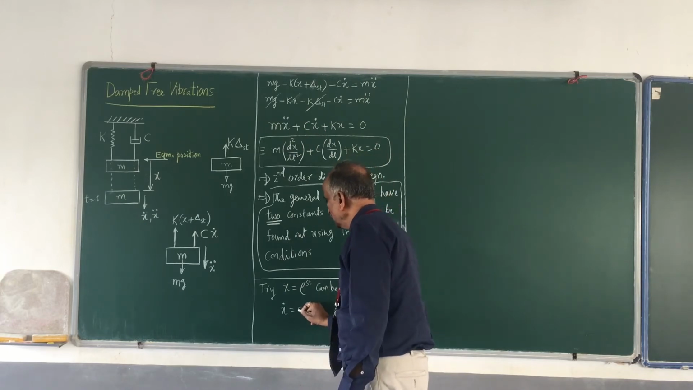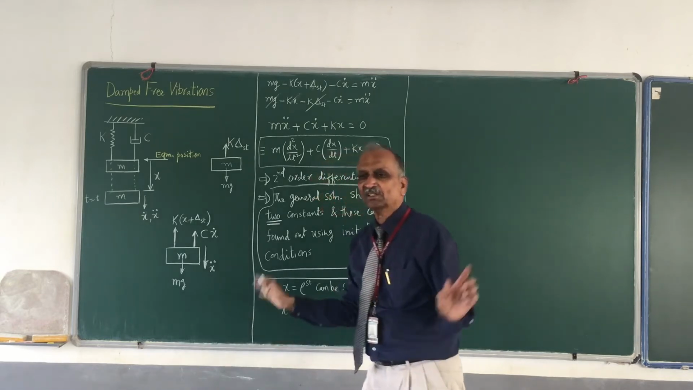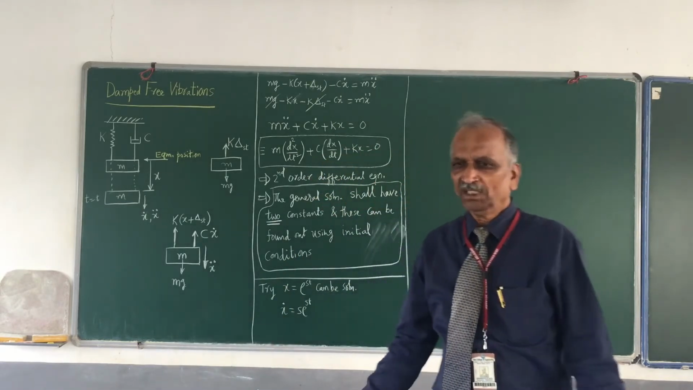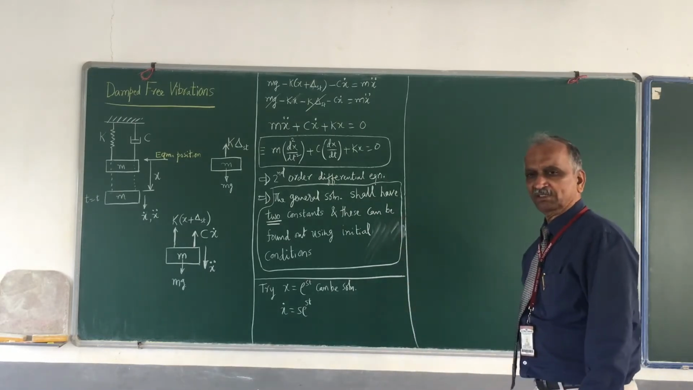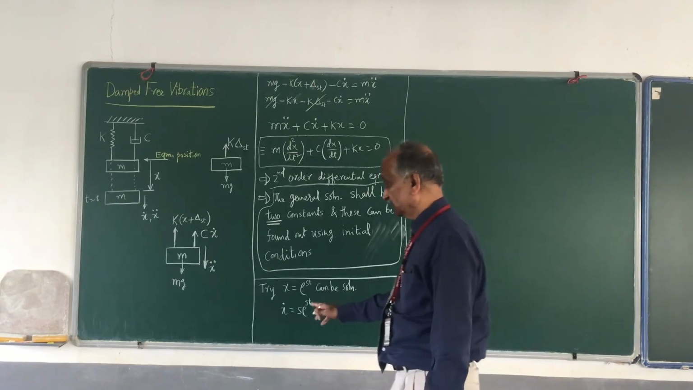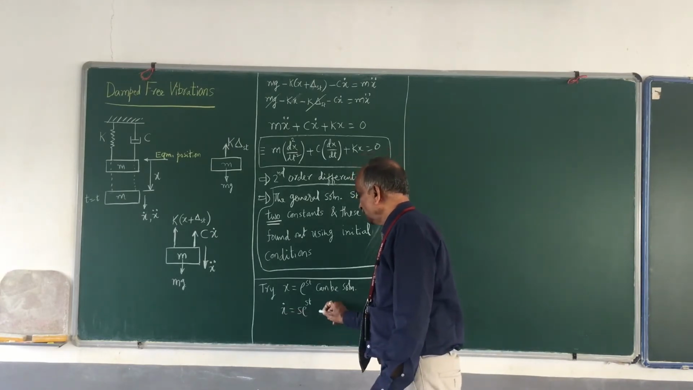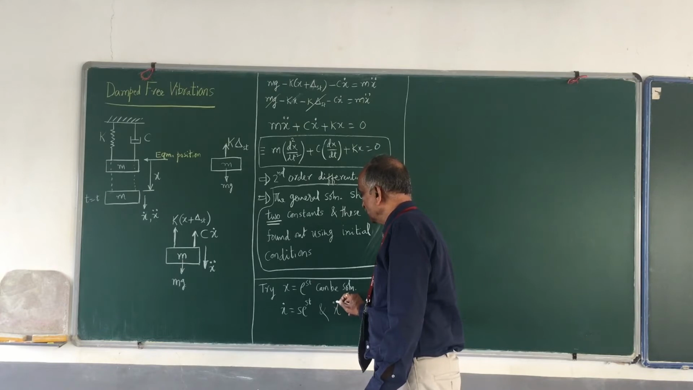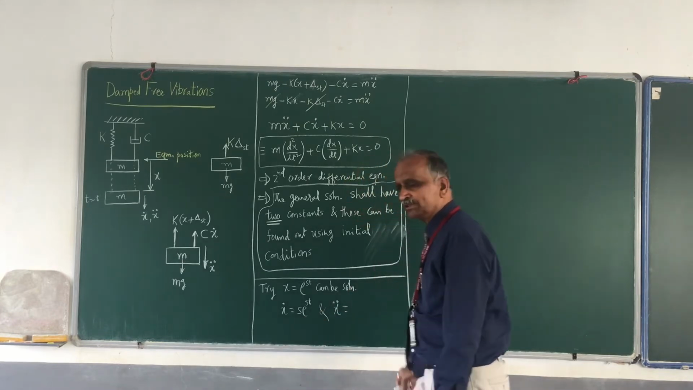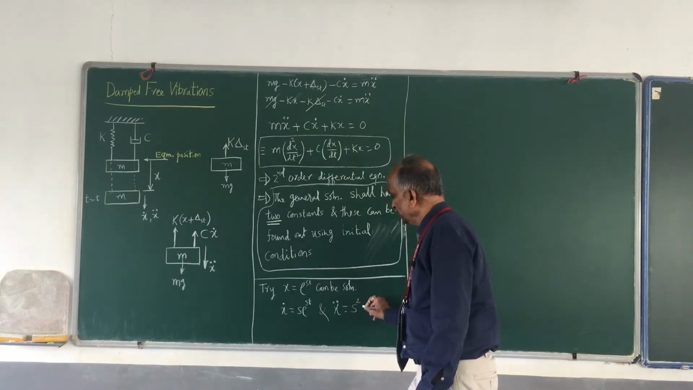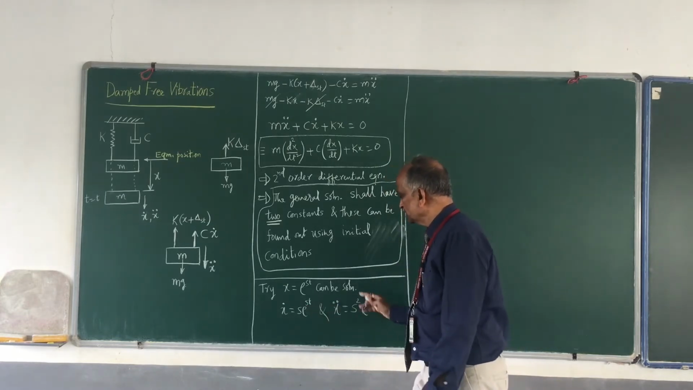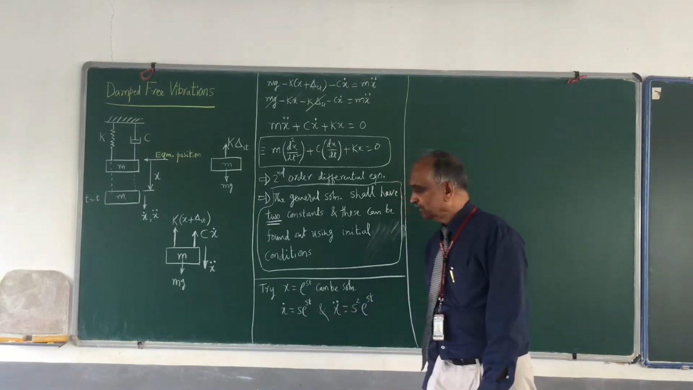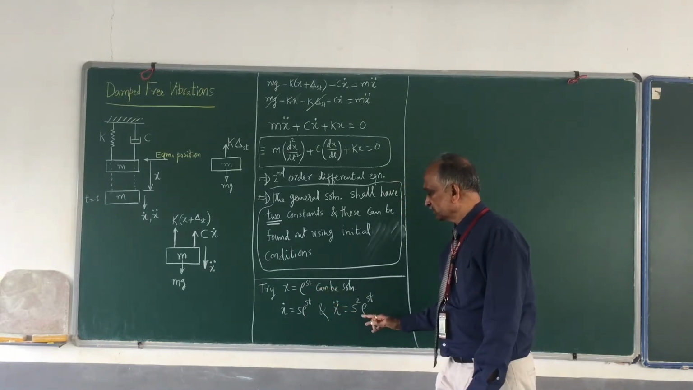Therefore, what is x dot? x dot is equal to s into e raised to st. Please remember, s is a constant, t is time, e is exponential. And x double dot, differentiate it once again. It is s square into e raised to st. Okay, x is this much, x dot is this much, x double dot is this.